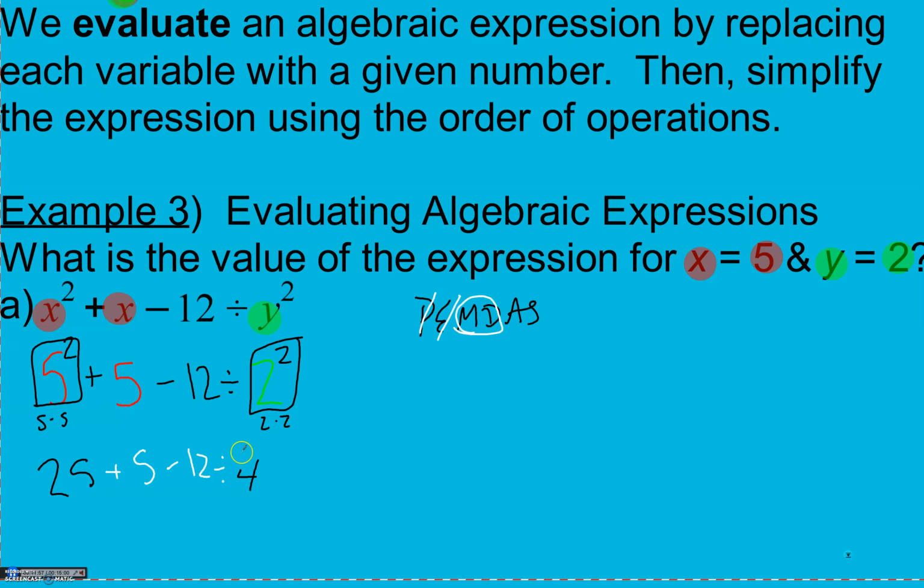Multiplication and division. I have some division right here. When I divide there, I get 3. We bring down the rest of our problem. And now I have adding and subtracting. We do those at the same time from left to right. So we start at the left, 25 plus 5 is 30, minus 3, 27.